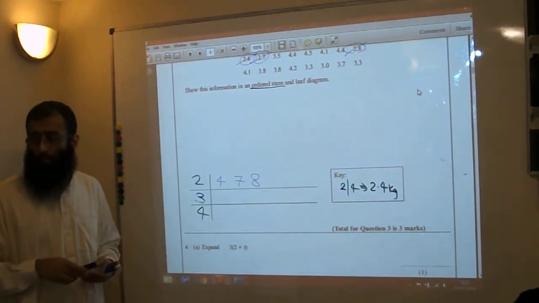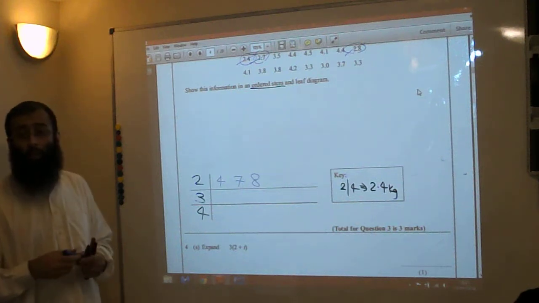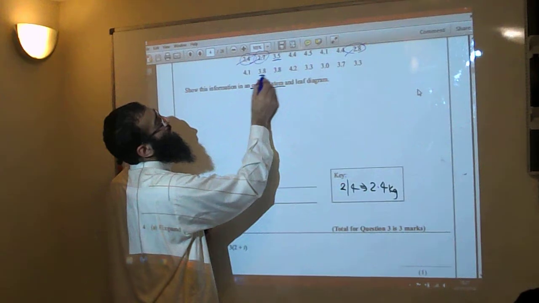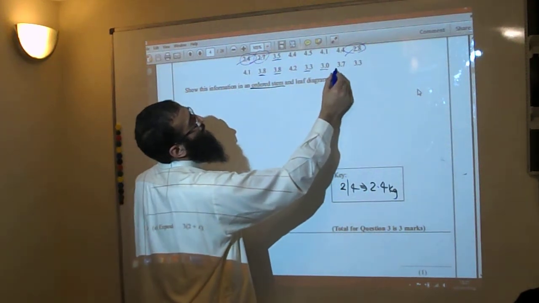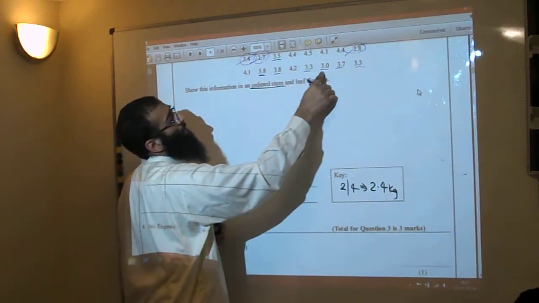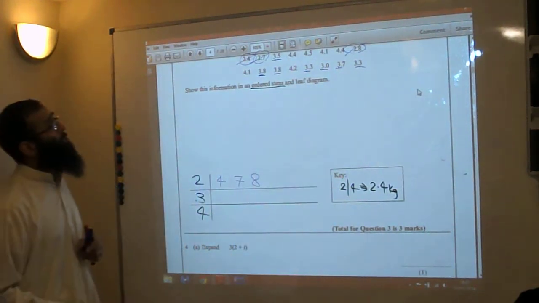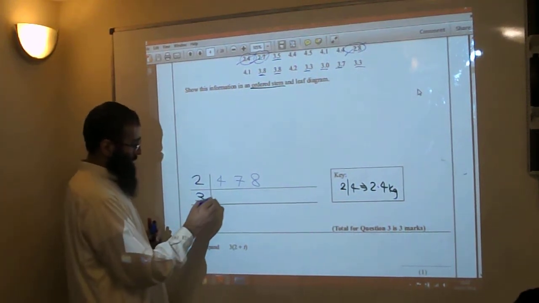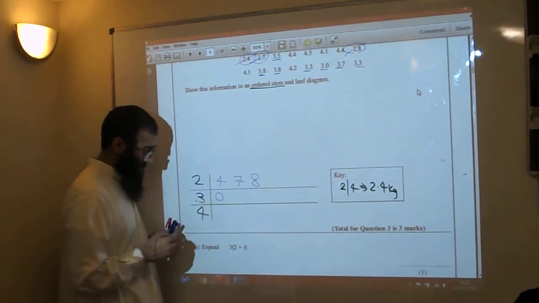Okay? Next we're going to look at the 3s now. So if we're looking at the 3s, we've got 3.5, the last one. So how many do you have altogether of those? 1, 2, 3, 4, 5, 6, 7. 7 values. So Ifra, which is the smallest one? 3.0, yeah? So 3.0 goes here, 3.0.